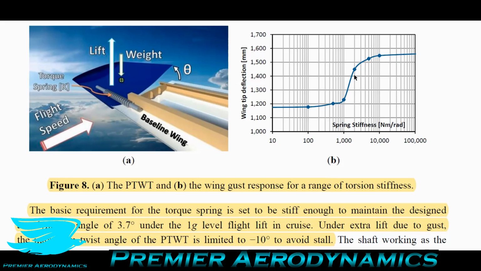But coming back to this, once it rotates, the spring stiffness stays fairly constant, so it can rotate to a certain amount. And then once it hits a certain angle of attack, the stiffness increases dramatically, so the wingtip cannot rotate anymore. And what they say here is under extra lift due to gust, the maximum twist angle of this passive wingtip is limited to minus 10 degrees to avoid stall. So that's what this massive increase in spring stiffness achieves. It stops this wingtip being able to rotate more than minus 10 degrees to prevent stall.